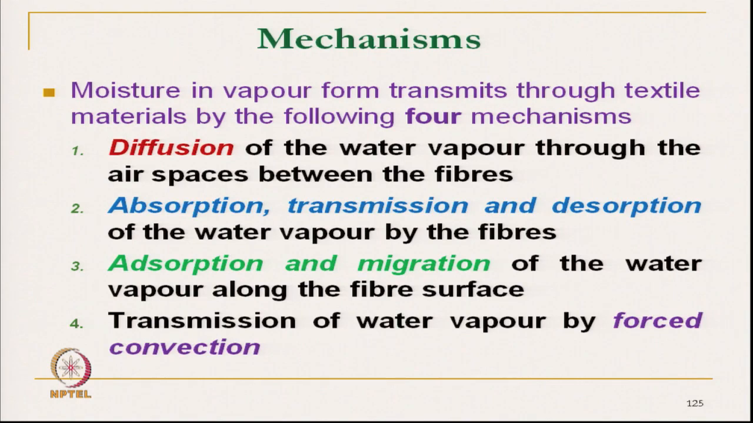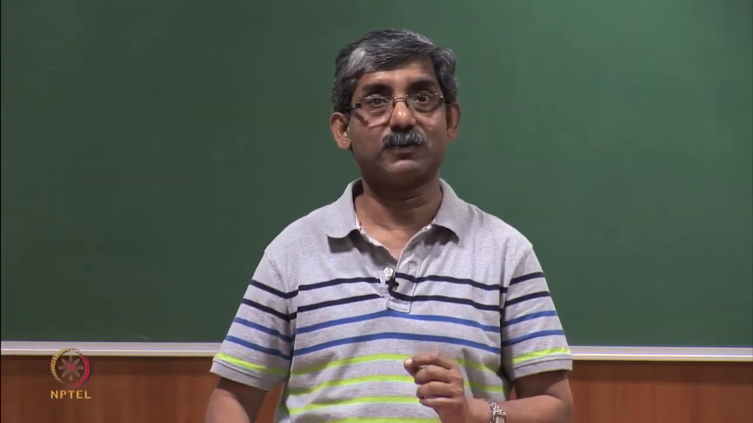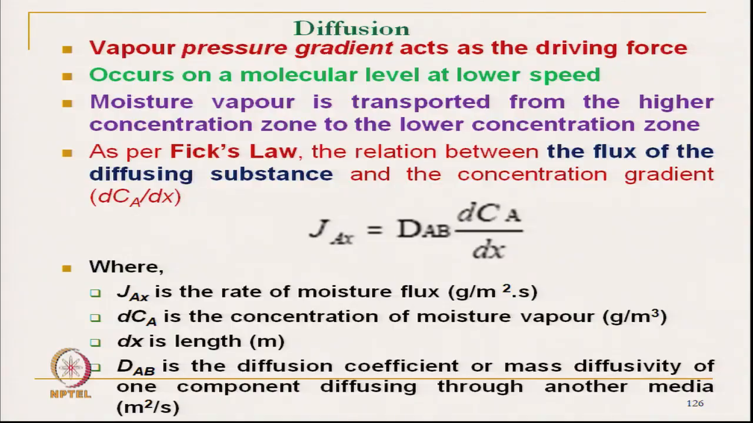Now, we will start the first principle of moisture transmission, which is diffusion. In diffusion, the vapor pressure is the driving force. If a vapor pressure gradient is created, that will drive the moisture vapor. The vapor pressure gradient acts as the driving force and occurs on a molecular level at low speed. It cannot take place at high speed.